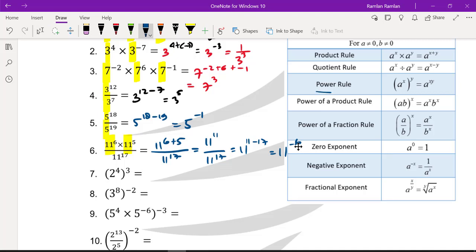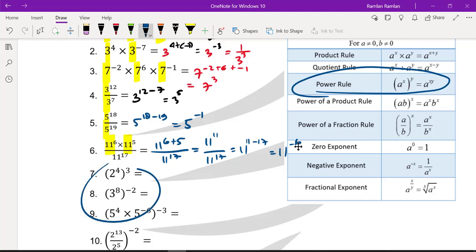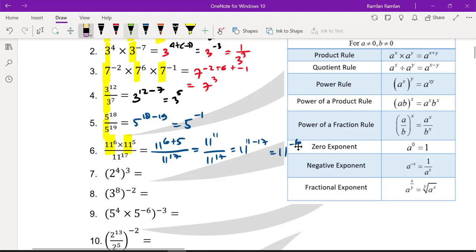Okay. Now, for number 7, here we have the power rule, this one over here, right? This is number 7, 8. So notice that in here we only need to multiply the power. Because we know that if I have 2 to the power 4 to the power of 3, it means that I am multiplying the 2 to the power 4 by itself 3 times, right? So actually it works like a multiplication. So this is like 2 to the power 4 multiplied by 2 to the power 4 multiplied by 2 to the power 4. Can you see that this is like a multiplication?